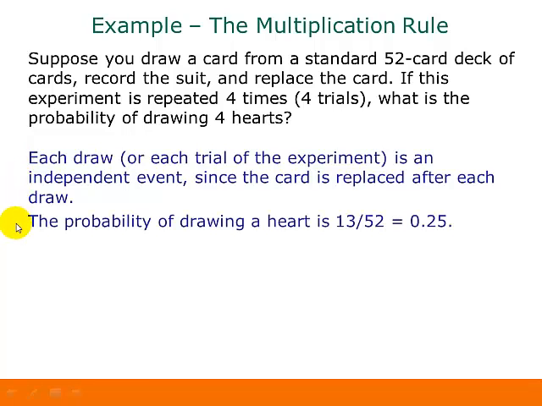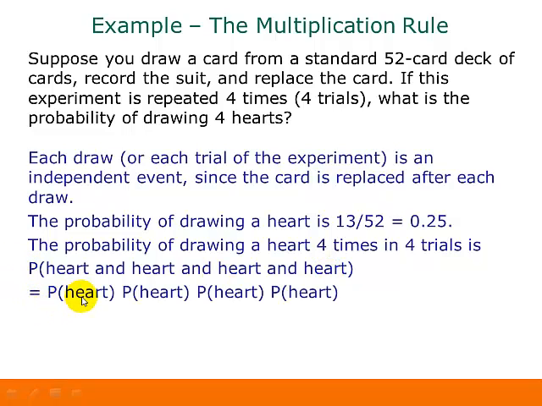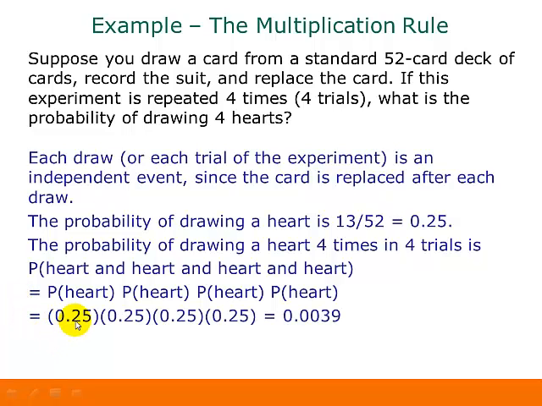That means that we have the same 52 card deck of cards each time. The probability of drawing a heart, again, since there are 13 hearts out of the 52 cards, would be 13 over 52, or 1/4, or 0.25. So the probability of drawing a heart 4 times in 4 trials is the probability of heart on the first trial, heart on the second, heart on the third, and heart on the fourth. So we could calculate this by multiplying the probabilities of each one of those individual events, and each one of those has a probability of 0.25.